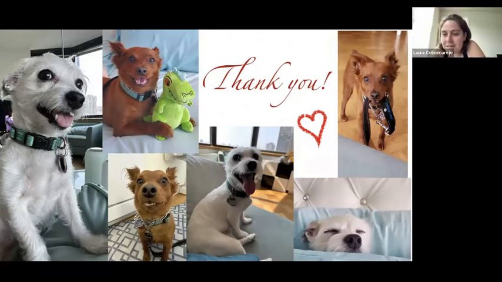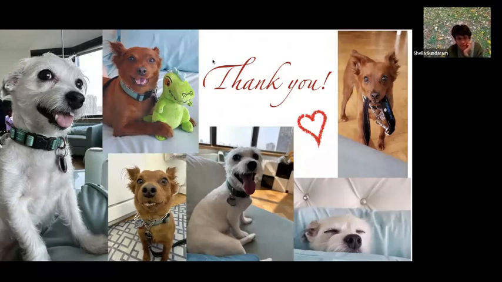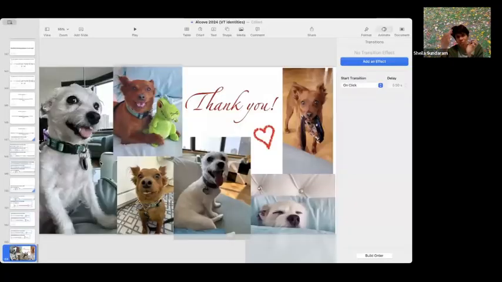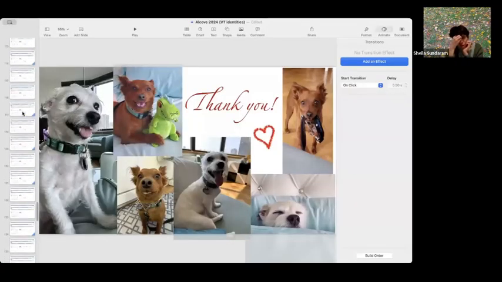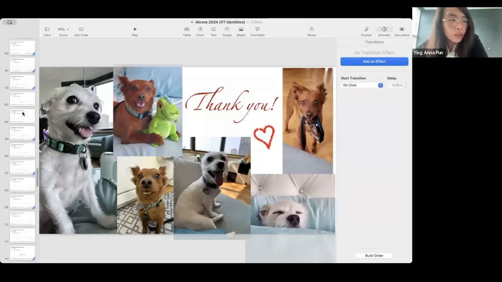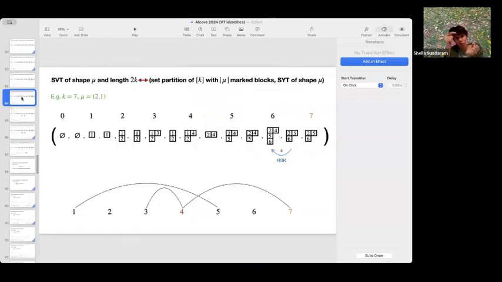Oh, Sheila, go ahead. Yeah, sorry, I do have one question. When you were showing the bijection where you do the RSK to map it to a standard tableau, you were basically doing row insertion right there. Do you know what happens if instead of row insertion you did column insertion? Are the two related?